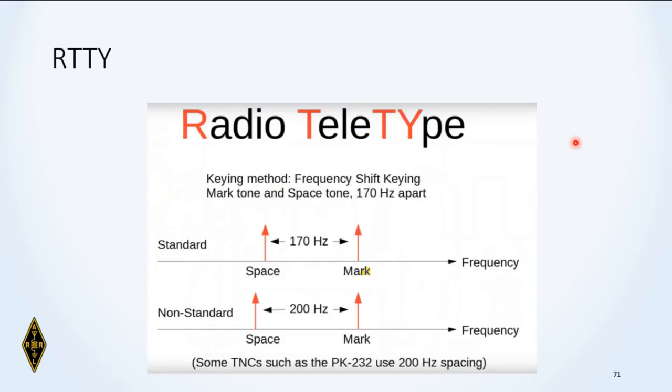A few more notes on radio teletype. The standard, which is about all you'll ever see, is 170 hertz shift. There was some earlier RTTY that operated at 200, and of course any split could work, but software that you would get for free or buy today would pretty much always assume the 170 hertz difference between mark and space.